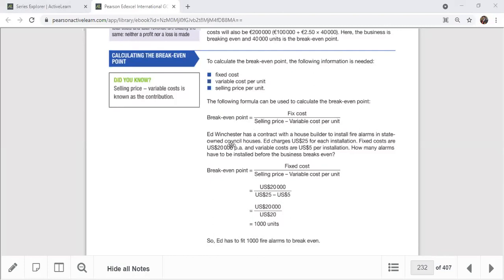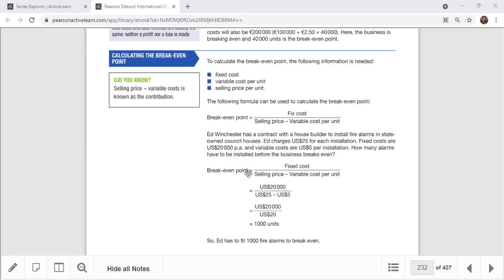Look at this example. Ed Winchester had a contract with the house builder to install fire alarms in state-owned council houses. Ed charges $25 for each installation, and fixed costs are $20,000 per annum. The variable costs are $5 per installation. How many alarms have to be installed before the business breaks even?